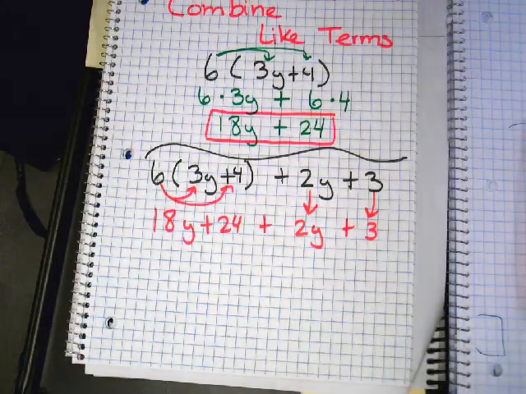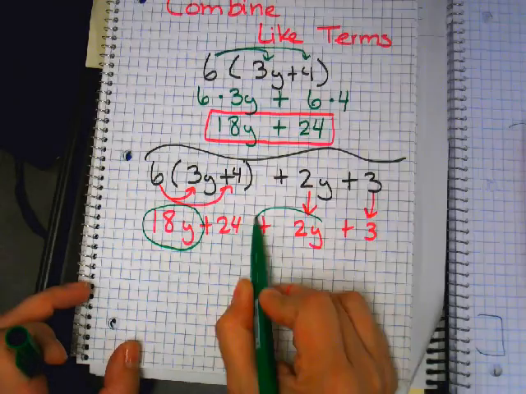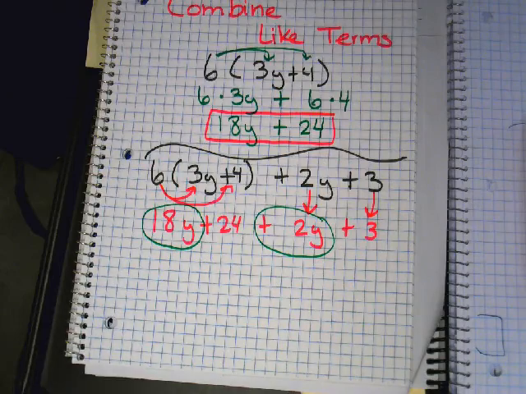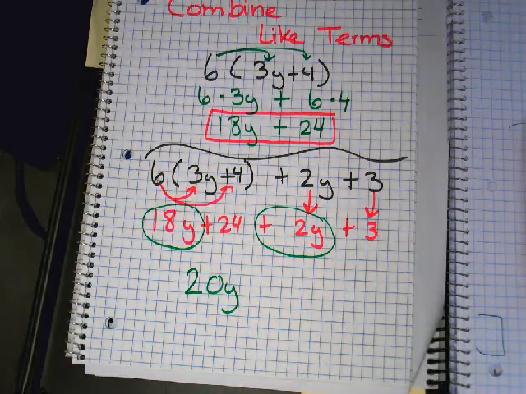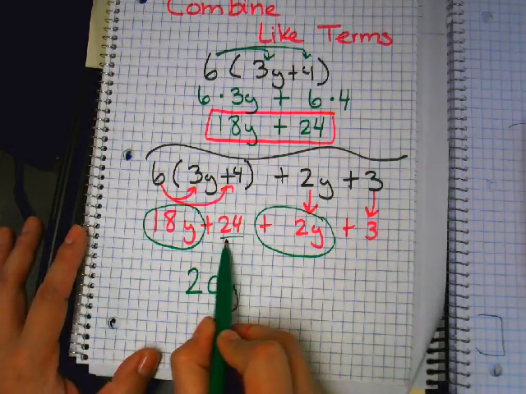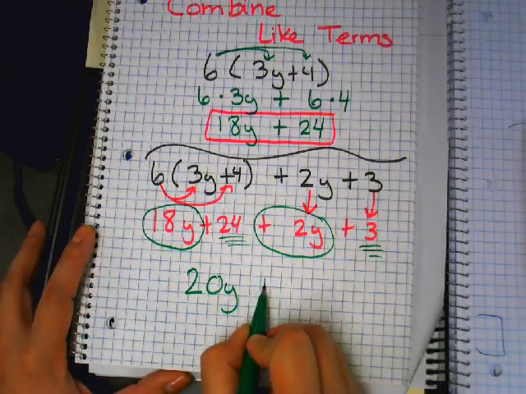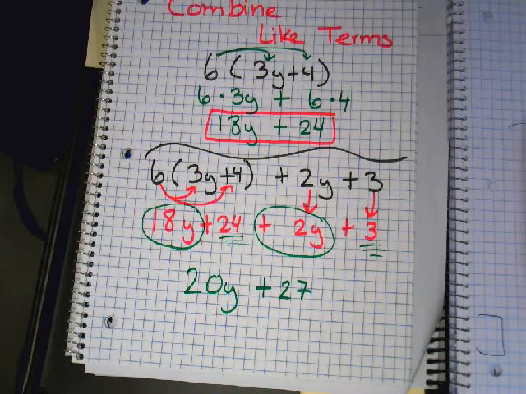All right, circle everything that has a y on it. So here and here, right? Okay, so what's 18y plus 2y? Very good. Now, what do I do with the numbers that don't have a y or a variable? You add them. So 24, underline it, plus 3, plus 27. And you leave it, because a 27 does not have a y on it.